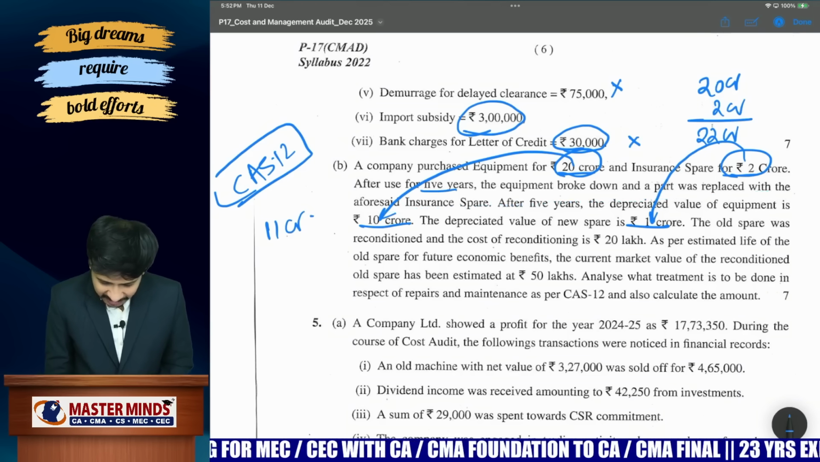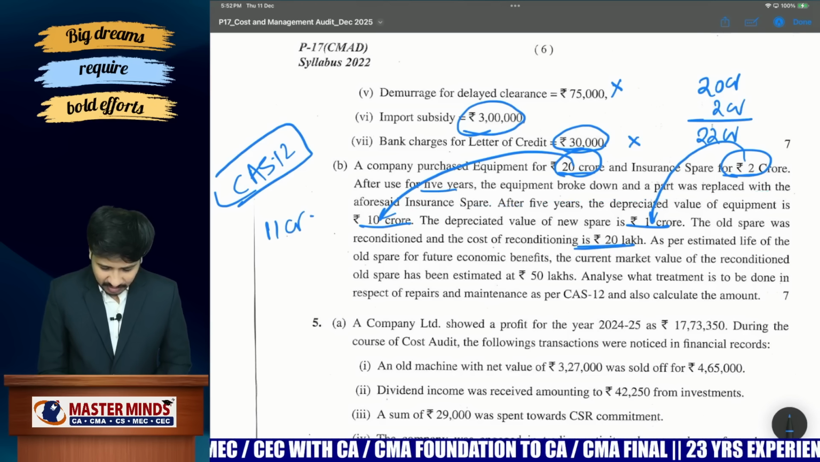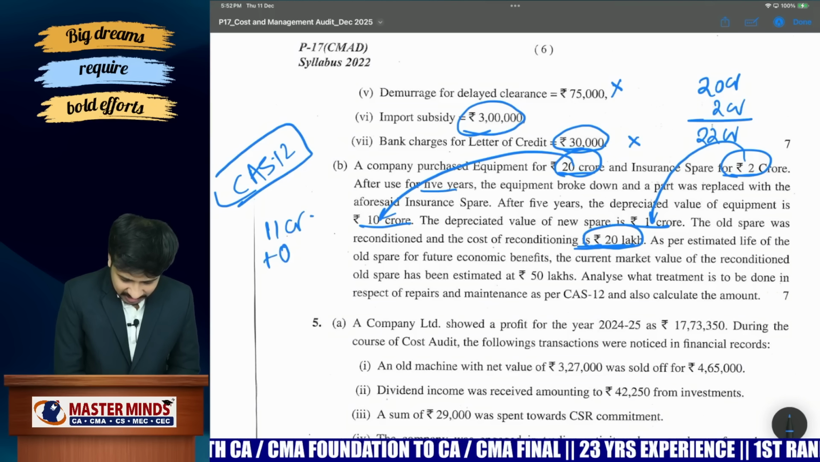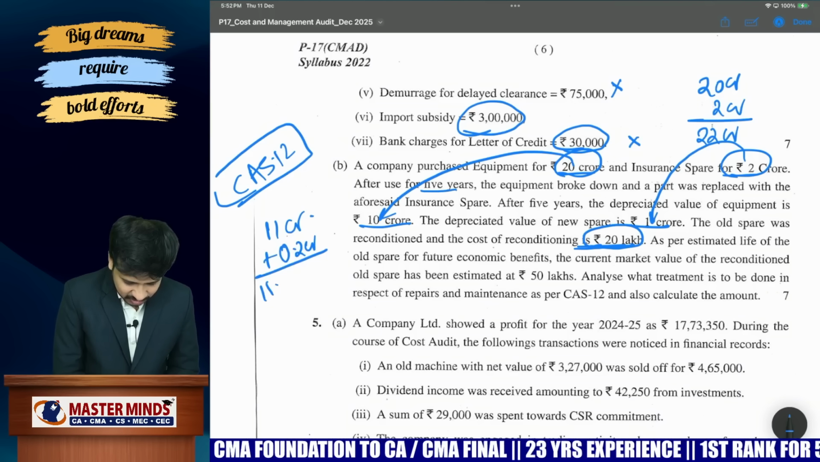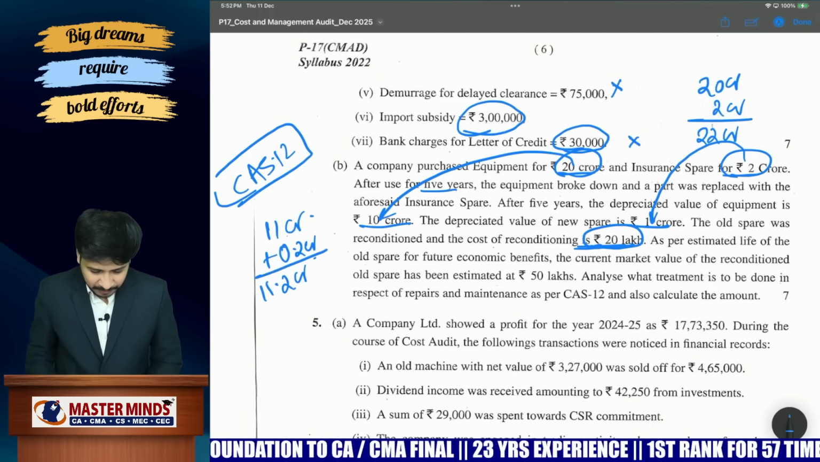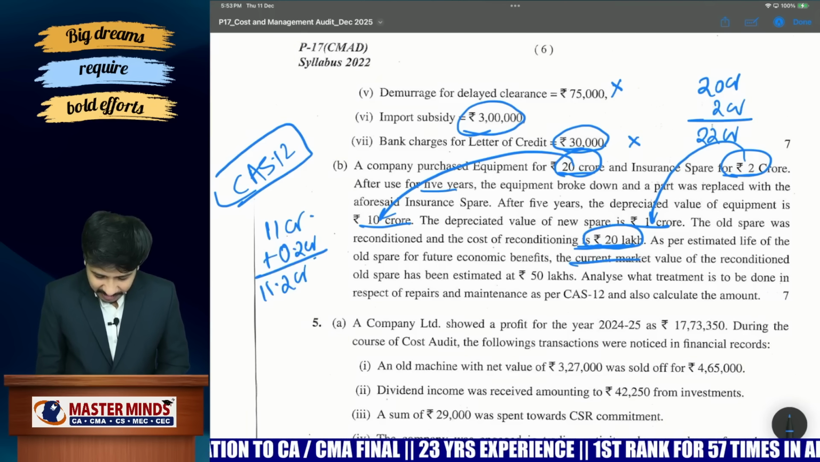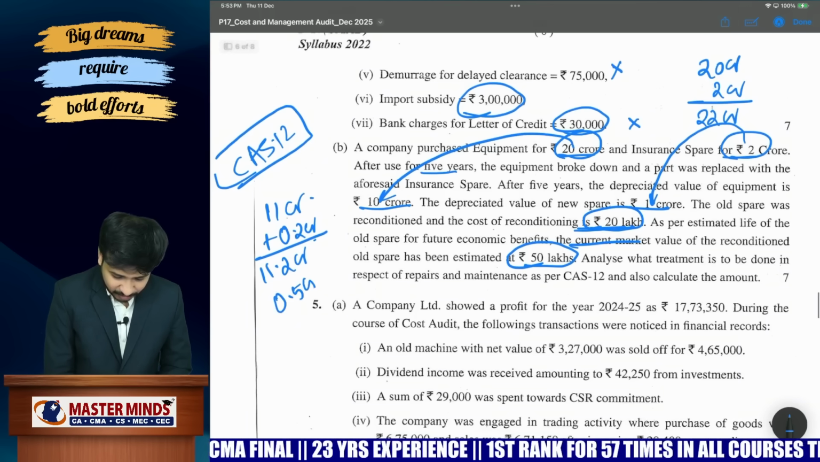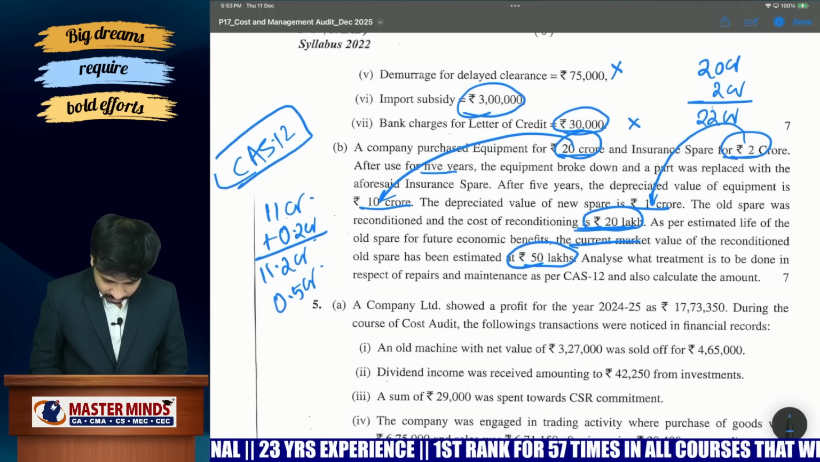And old spare is being reconditioned and cost of reconditioning is 20 lakh. So just simply capitalize that 0.2 crore and hence it stood at something like 11.2 crore. But unfortunately the current market value is only 50 lakhs. So it has to be recorded only at 0.5 crore.